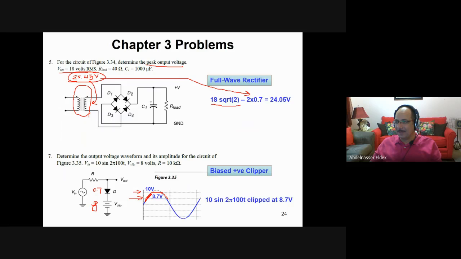It will be clipped at 8.7, and in the negative, it will not be clipped. It will be a full wave like this. So this is how it looks like. The negative half and the positive half look like this. It is clipped at 8.7. Okay, so this is a positive clipper. Let us see the next one.